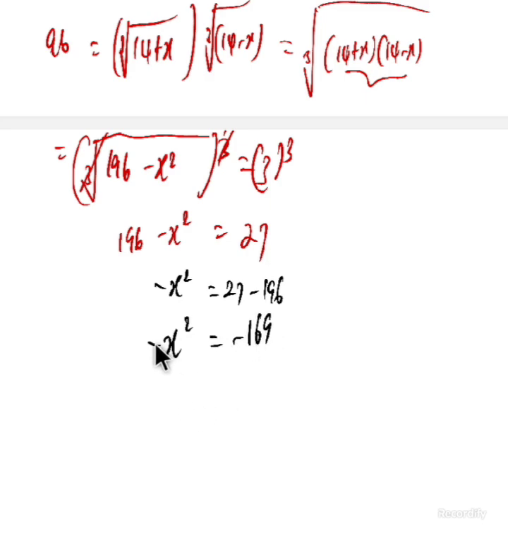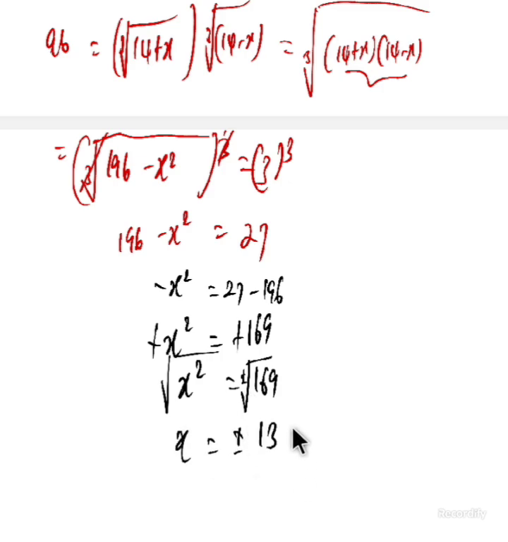Then we divide by negative 1, so we have x squared is equal to 169. Then you take the square root of both sides, and we have plus or minus. So x is equal to plus or minus 13. That is the value of x. Therefore, x is plus 13 or negative 13.